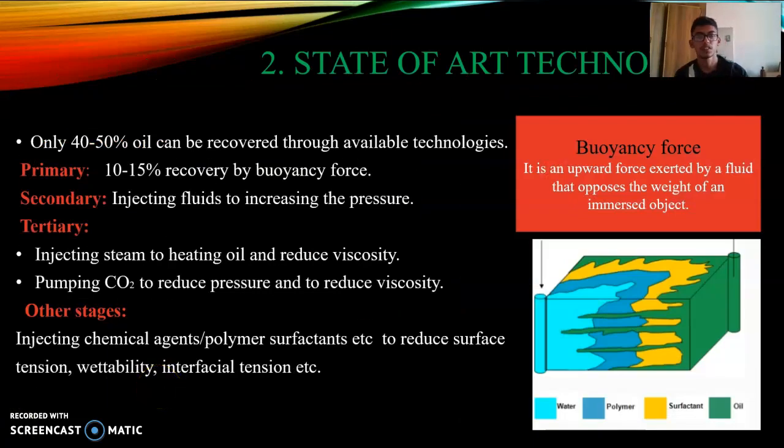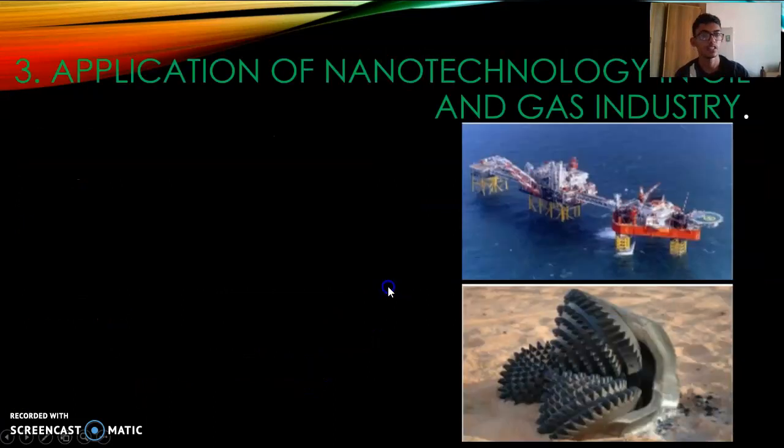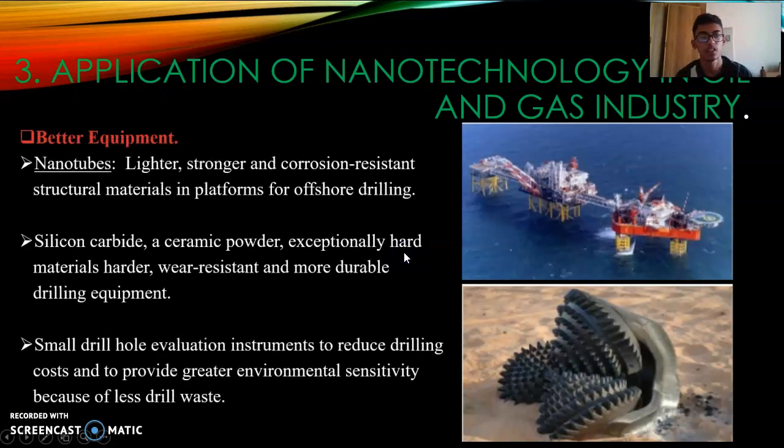Next, we'll see about application of nanotechnology in oil and gas industry. First, we'll see about nanotubes. Nanotubes are lighter, stronger, and corrosion resistant. They are made of silicon carbide, a ceramic powder, and they are used as wear resistant and more durable drilling equipment. We use nanotubes in oil and gas industry because they reduce the drilling cost, and also they provide greater environmental sensitivity because of less drill waste.